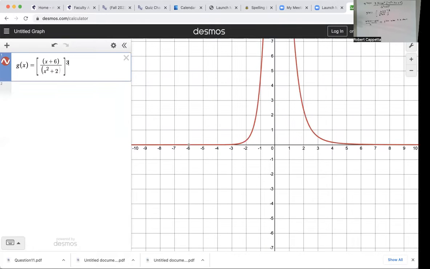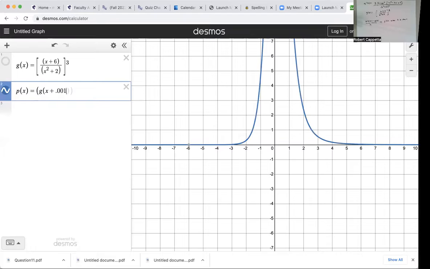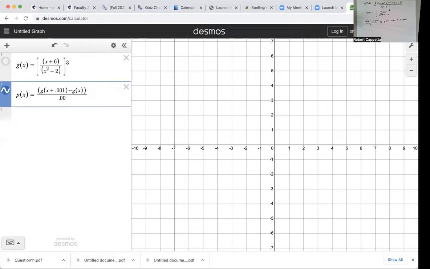Okay. So that's my graph of g of x, but I don't really care so much about the graph of g of x. I'm going to turn that off. What I care about is its derivative, which I'll call p of x. g of x plus a small number minus g of x over that small number. g of x plus 0.001 minus g of x divided by 0.001. And this is what I believe the derivative looks like.